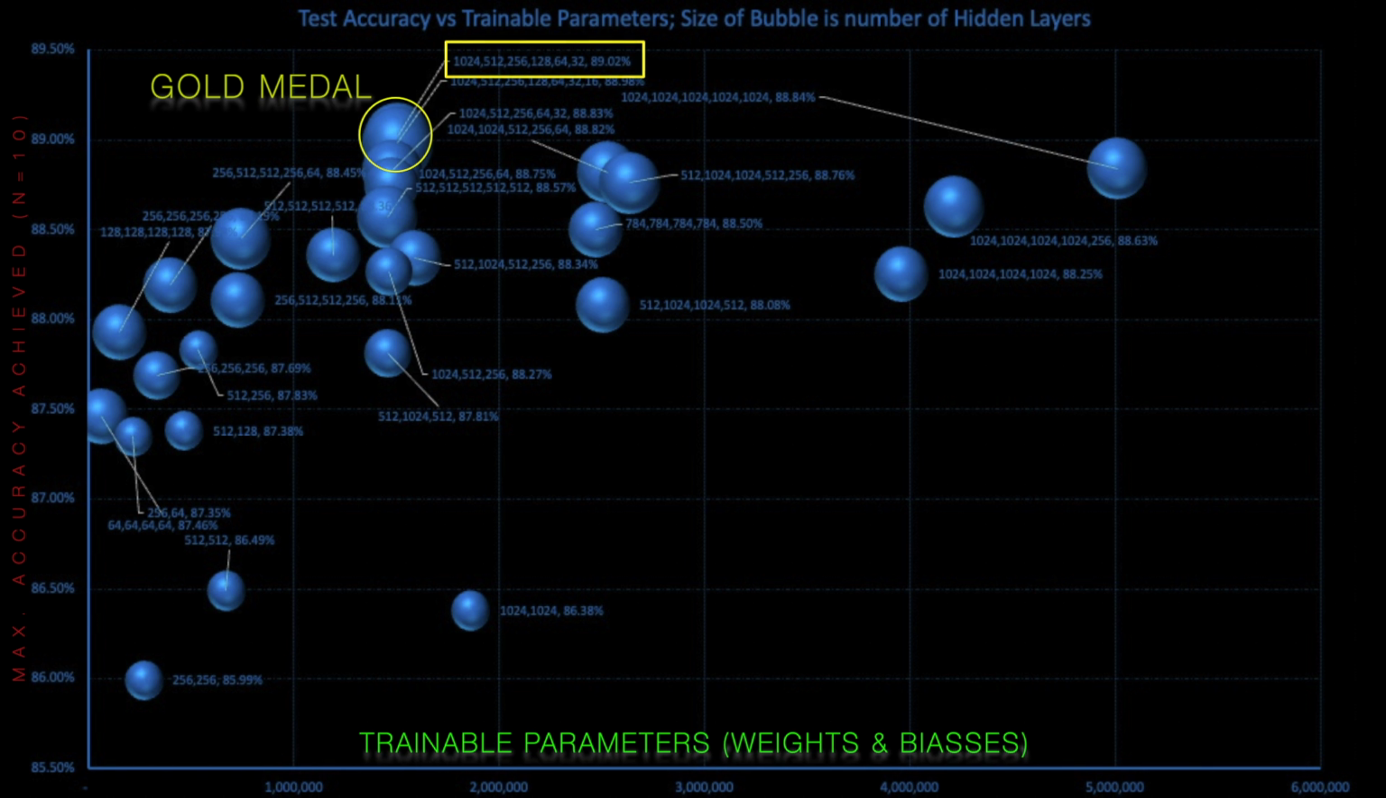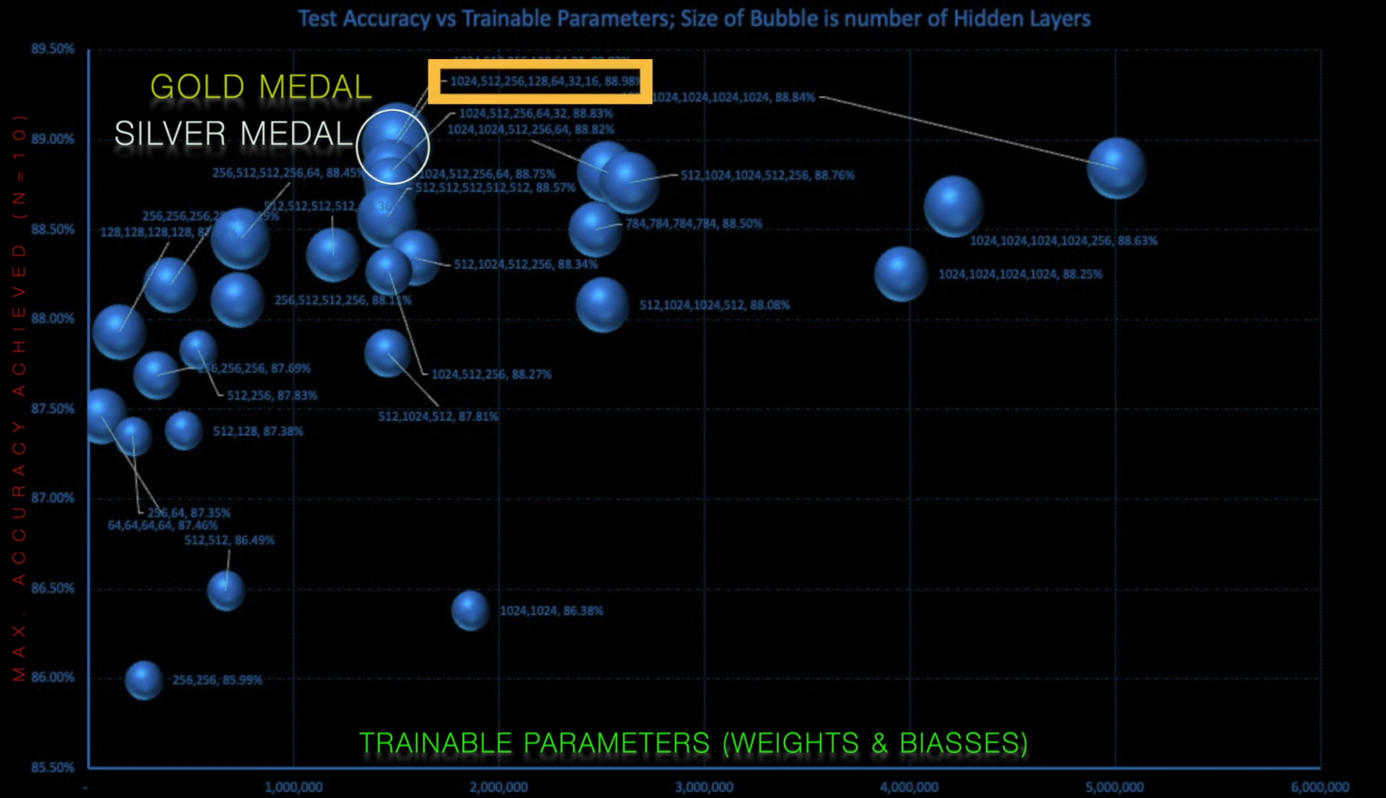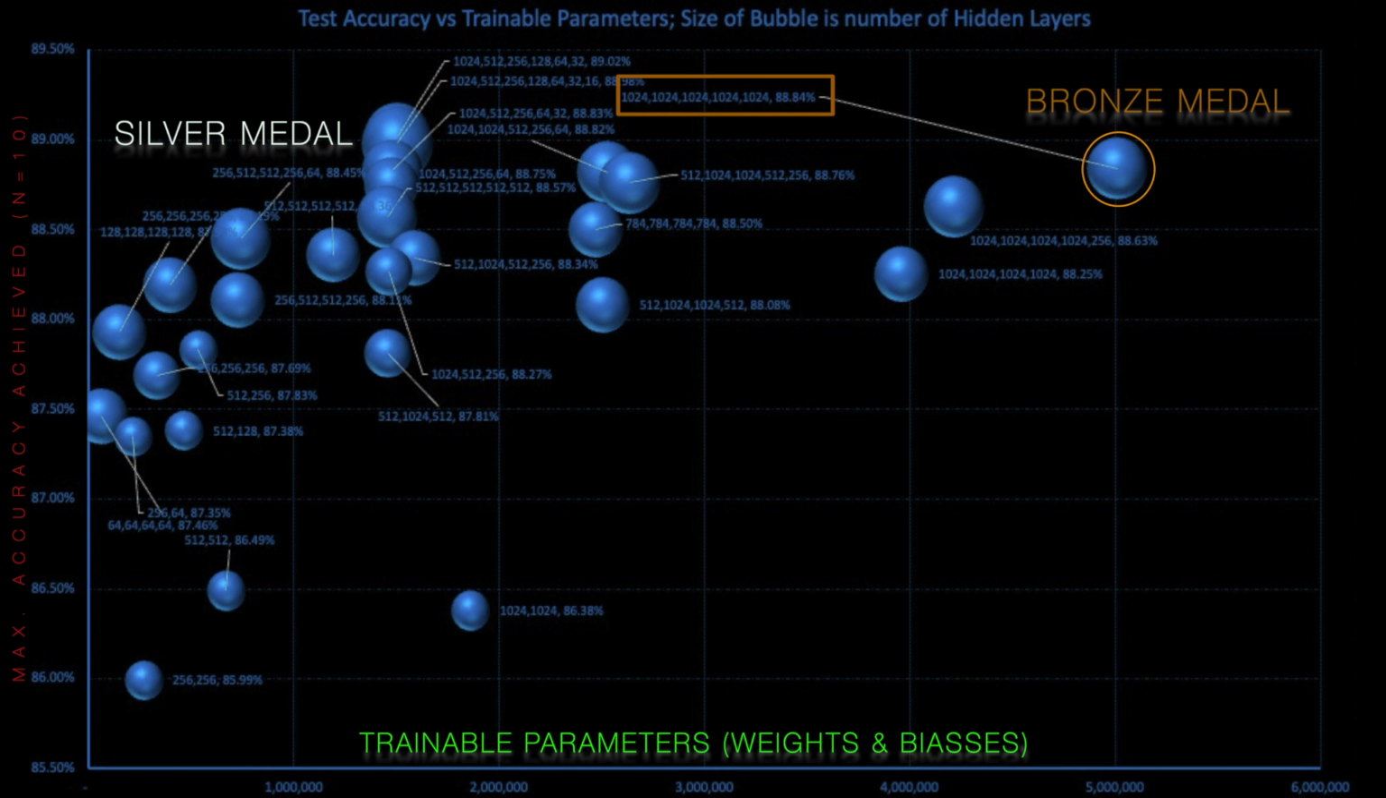It has an accuracy of 89.02%. Just behind in silver is a very similar shaped solution with 7 hidden layers. And with 88.84% accuracy, we have a rectangular shaped network with 5 hidden layers of 1024 neurons each. This also turns out to be our largest network as measured by tunable parameters.